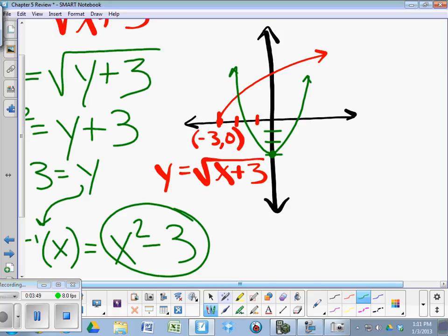Which half do I want to get rid of if I want them to be reflected across the blue line? I want to get rid of the left half. So if I don't want to see the left half and I only want to see the right half, I need to restrict the domain. I only want to look at the right side where X is greater than or equal to 0. That is the proper inverse of the original function.